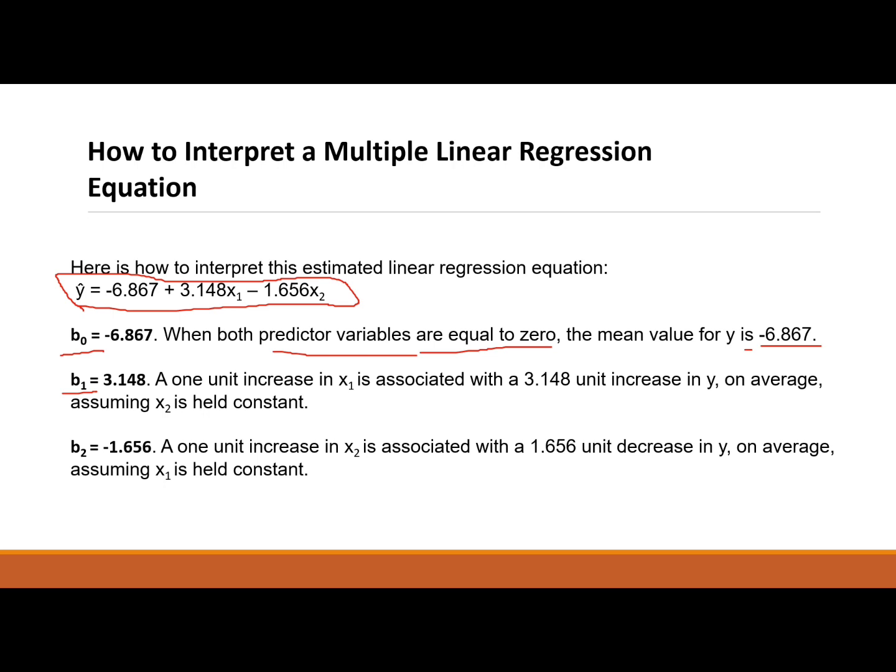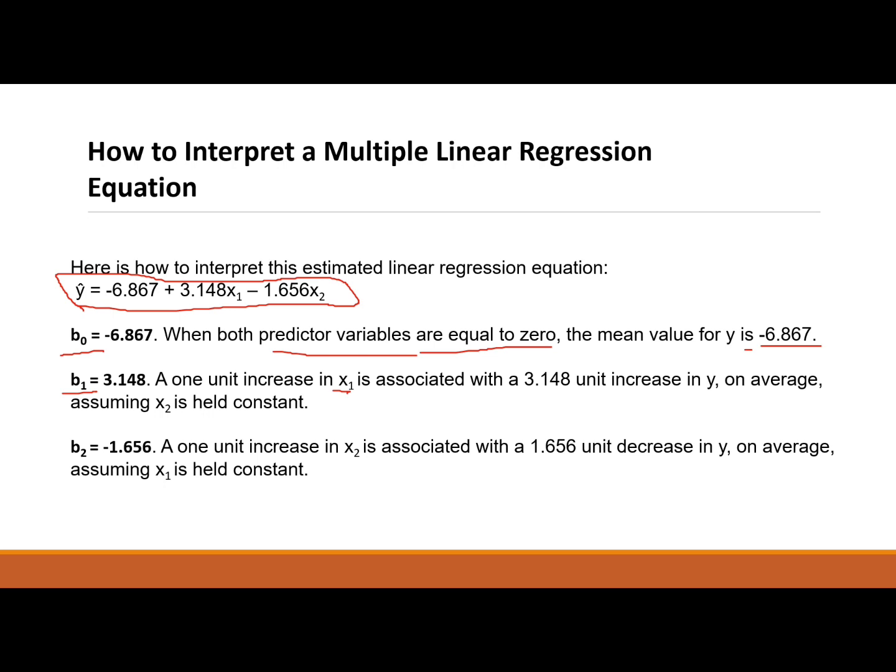Okay, next. For our B1, we have 3.148. This is the coefficient for the predictor variable x1. It represents the change in the estimated mean value of y for a 1 unit increase in x1. So a 1 unit increase in x1 is associated with a 3.148 unit increase in y.